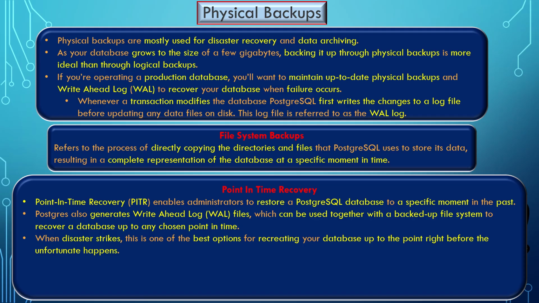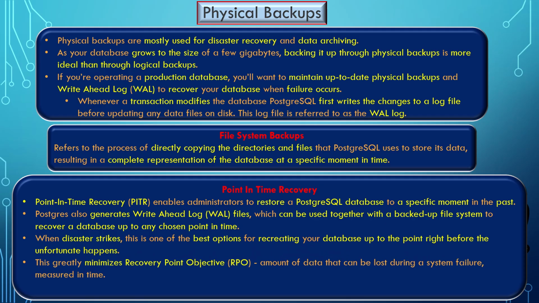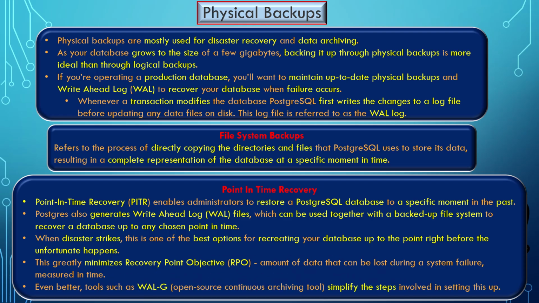When disaster strikes, this is one of the best options for recreating your database up to the point right before the unfortunate happens. This greatly minimizes recovery point objective, or RPO, which is the amount of data that can be lost during a system failure, measured in time. Even better, tools such as WAL-G, which is an open source continuous archiving tool, help simplify the steps involved in setting this up.